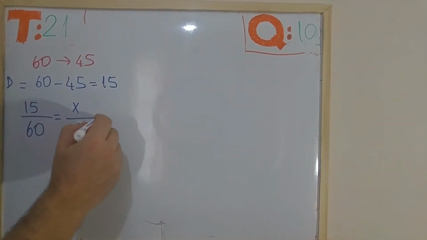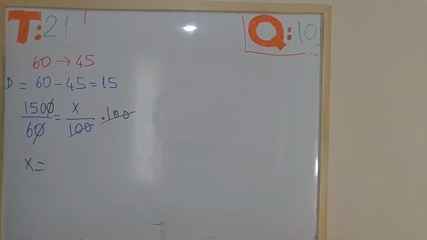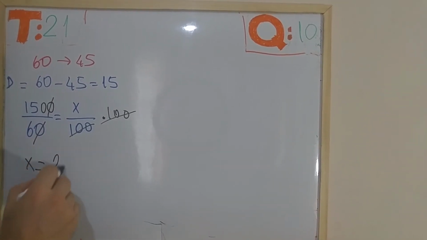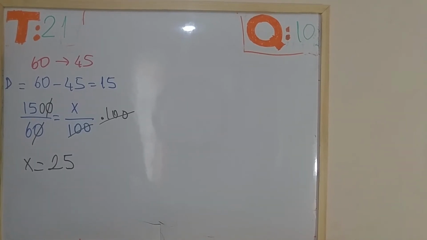Let's multiply each side by 100, and x is left alone. X is equal to 1500 divided by 60. Let's have the simplification. 150 divided by 6, which is equal to 25. Therefore, if I have a $15 discount out of $60, this means 25%.